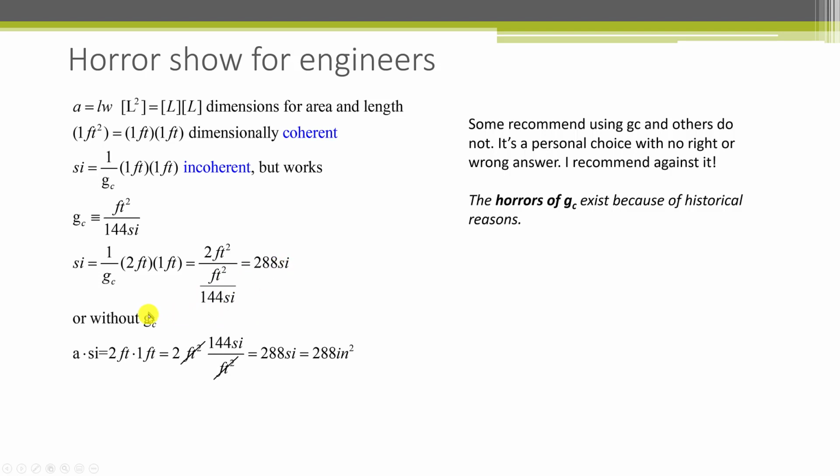My point here is that you don't need to worry about a conversion factor G sub C. You want the area in square inches, so it's 2 feet times 1 foot. You get 2 square feet, and then you just multiply by the 144 SI per square foot. And there's no doubt about whether you use this or the reciprocal, because the feet have to cancel out, and you want to be left with SI in the numerator. So you get 288 SI, which is also 288 square inches.